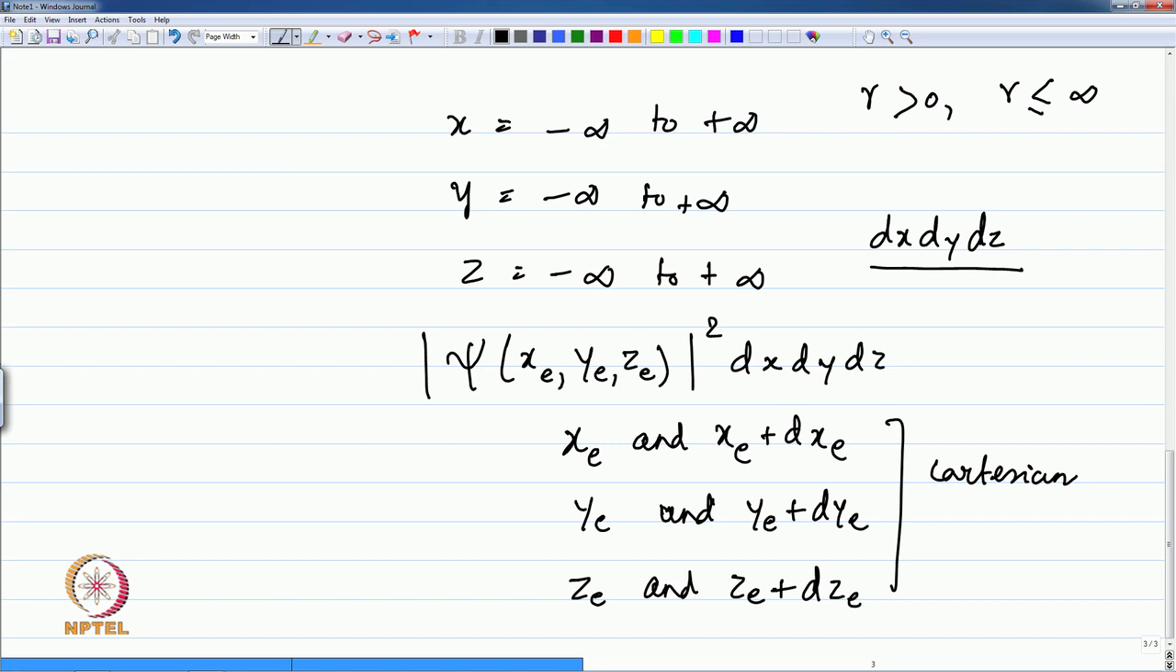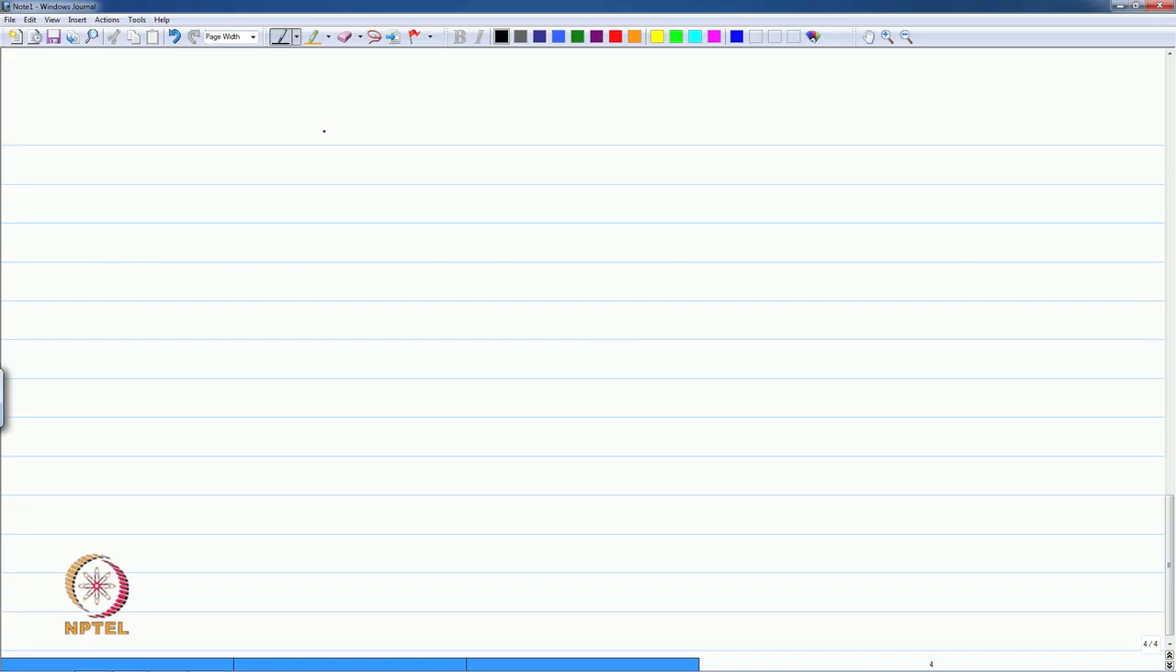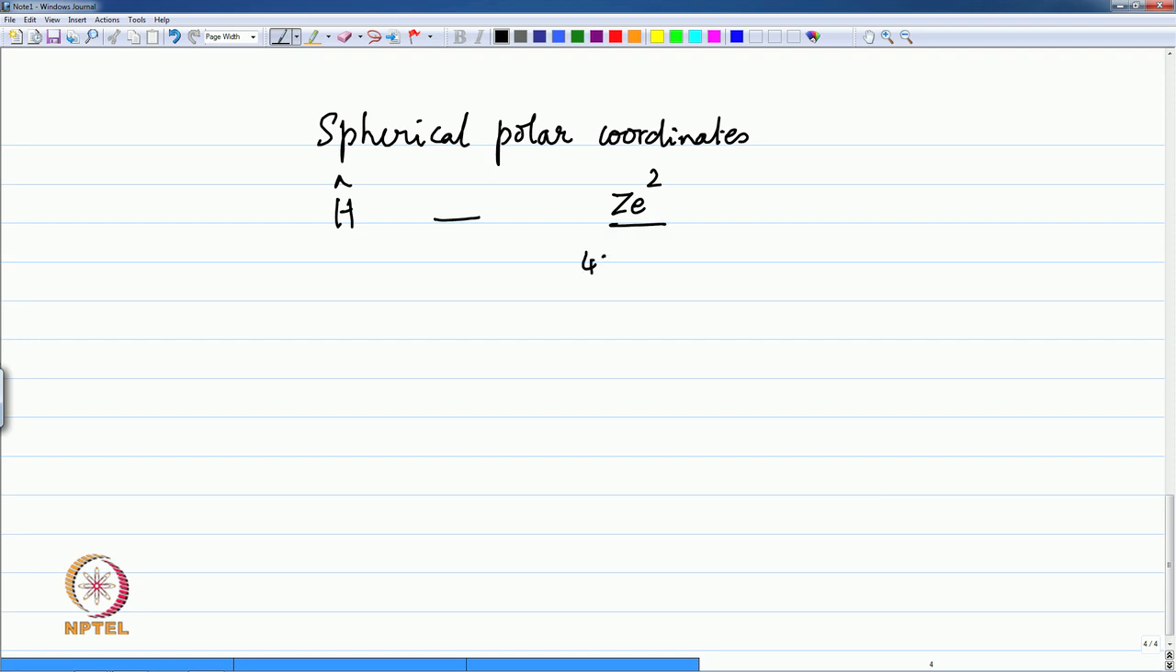Instead of Cartesian coordinates, in the case of the hydrogen atom, one uses spherical polar coordinates. And the reason for that is that if you look at the hydrogen atom, the potential energy is spherically symmetric.